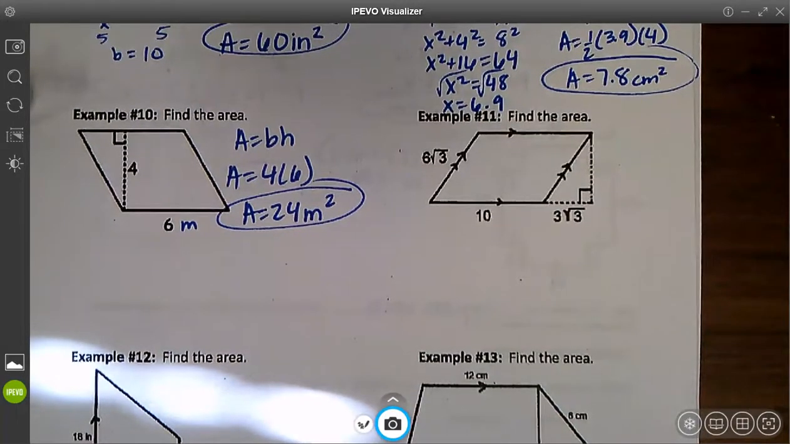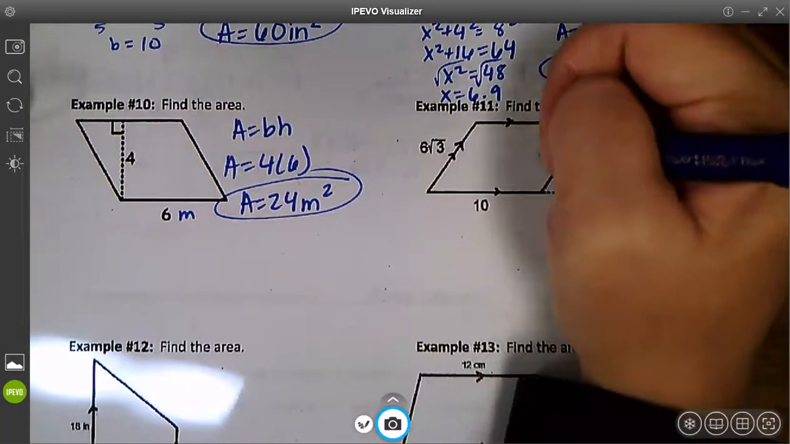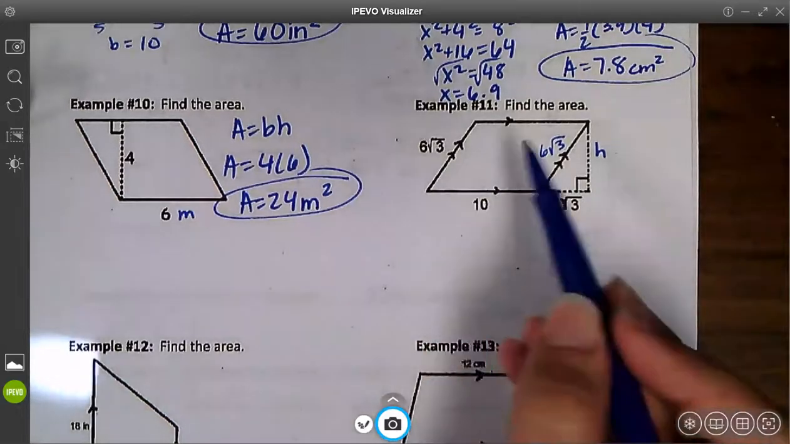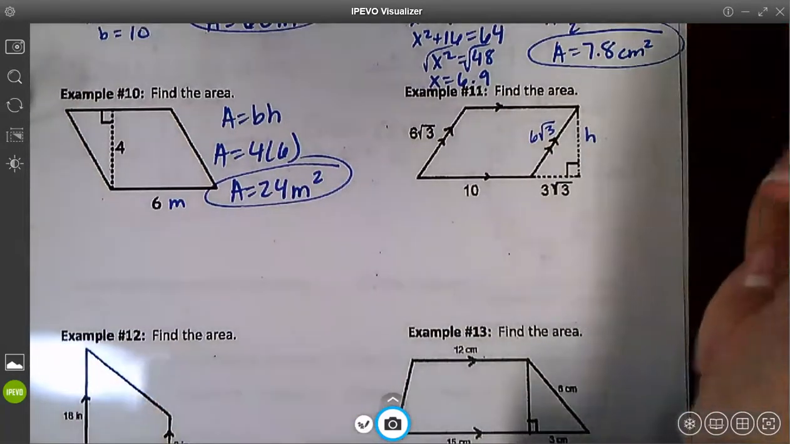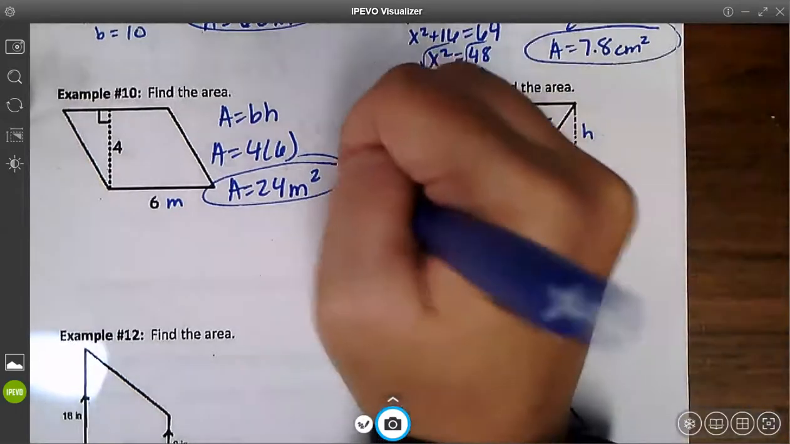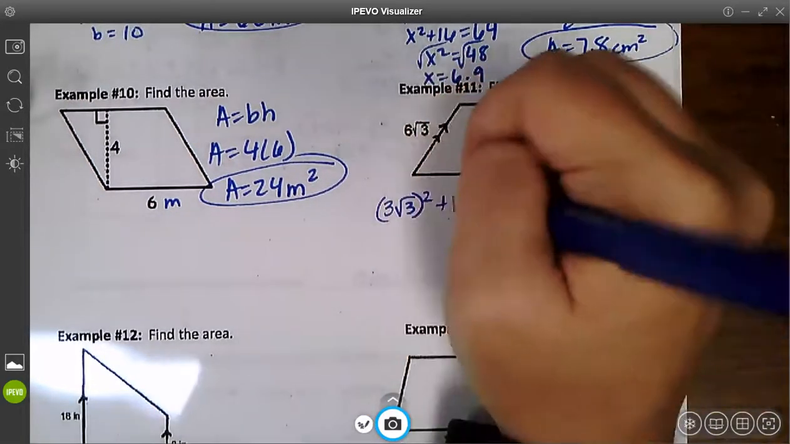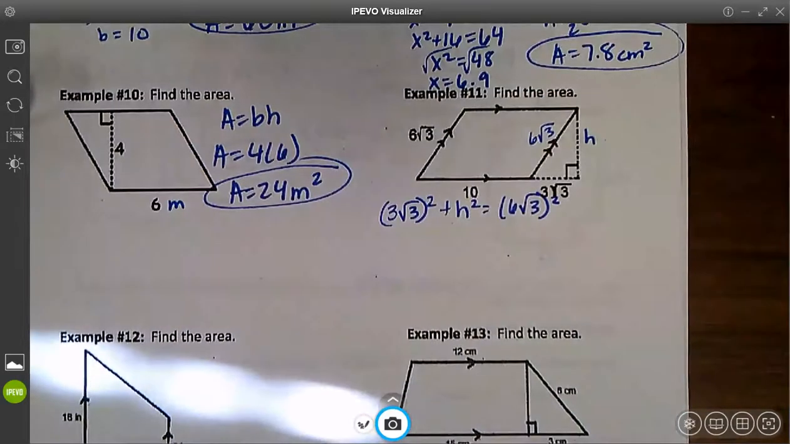The next one, we have to find our height. So because this is a parallelogram, this is equal to 6 root 3 as well. We have our base is 10. So we're going to find our height using the Pythagorean theorem. So 3 root 3 squared plus our height squared is going to equal our 6 root 3 squared. Don't let that root 3 freak you out. It is just another way of writing a number. It's the more exact way of writing it.